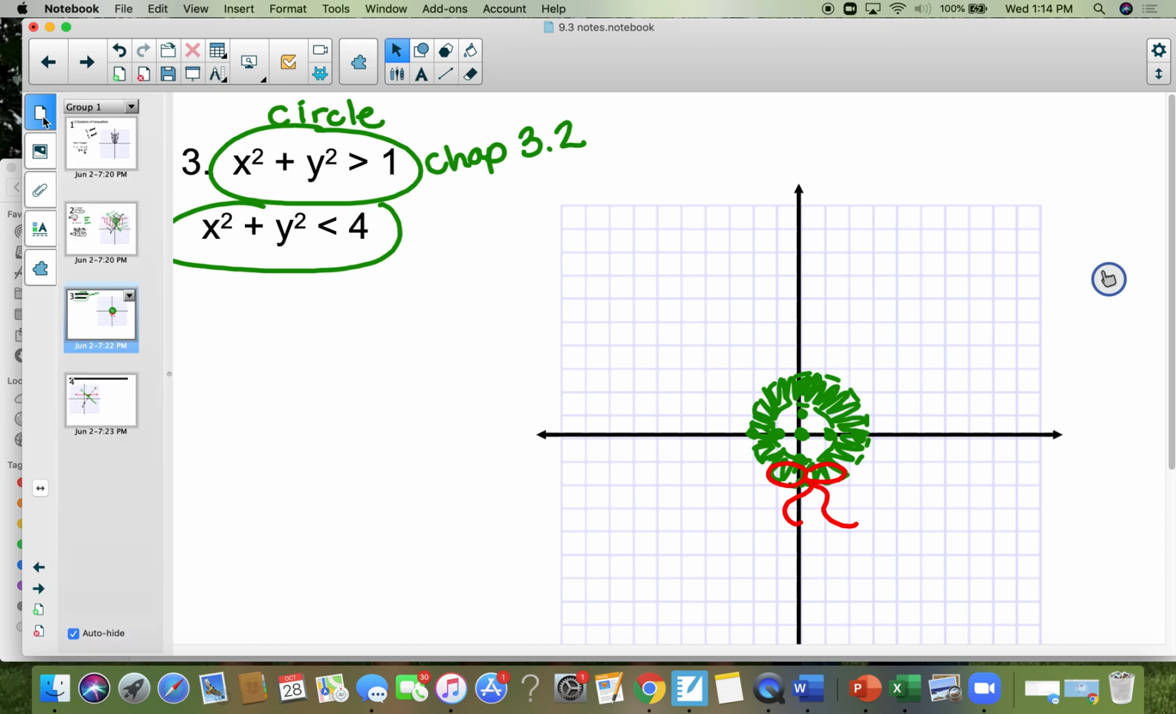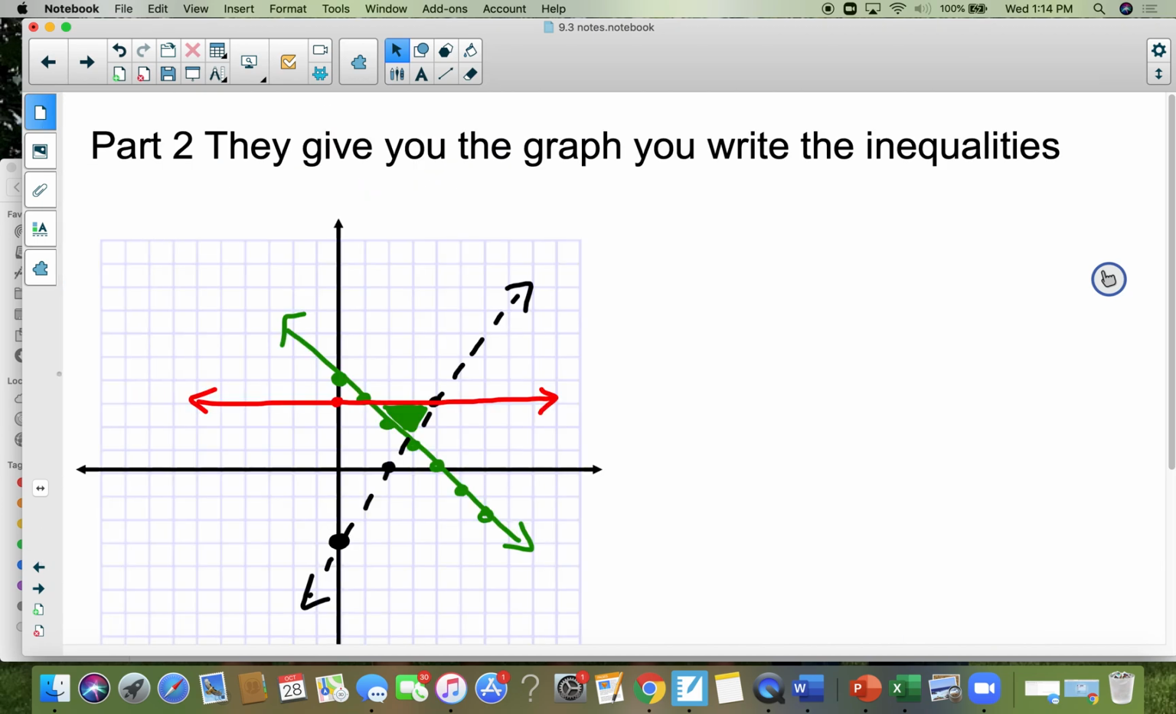And the last problem of these notes, they give you the graphs. You have to write the inequalities. So I'll do the first one. The first one's going to be the black line. And the black line intersects the y-intercept at a -3. The slope is up 3 and over 2, so it's 3/2 of an x.